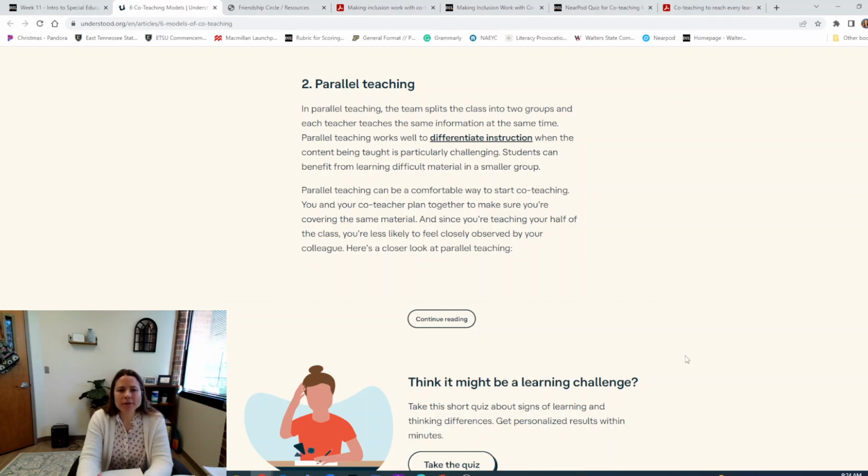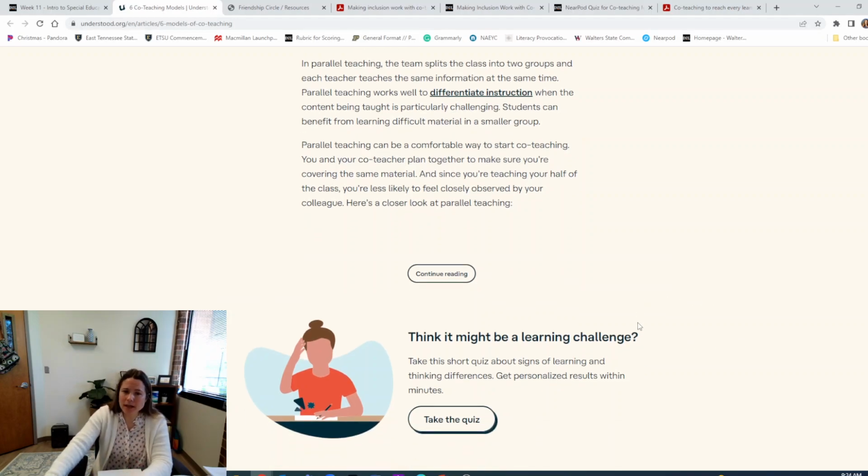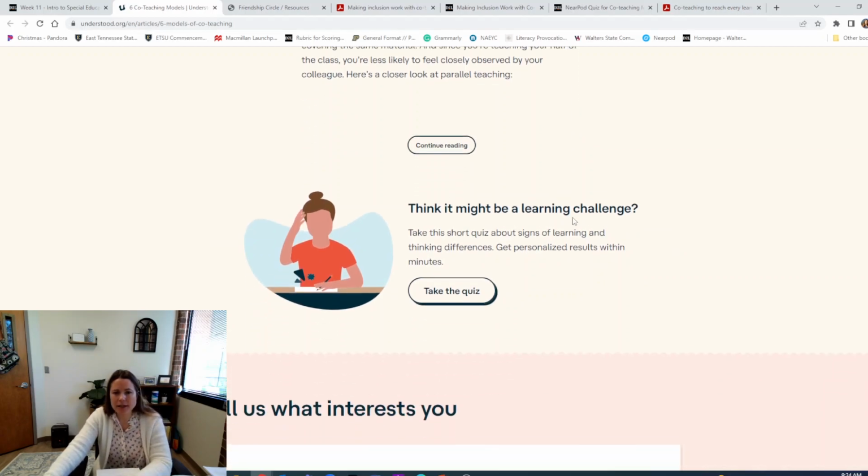Right, so whenever you're teaching content, it can be challenging when you're trying to differentiate. Differentiate means that you're trying to make sure that you meet the needs of all learners. So when you're doing parallel teaching, that might be the best way to start co-teaching. You're teaching the same information at the same time. Right? So you can still plan together and you're still covering the same material, but you're really cutting your class in half. Right? So one person's getting half, the other person's getting half.